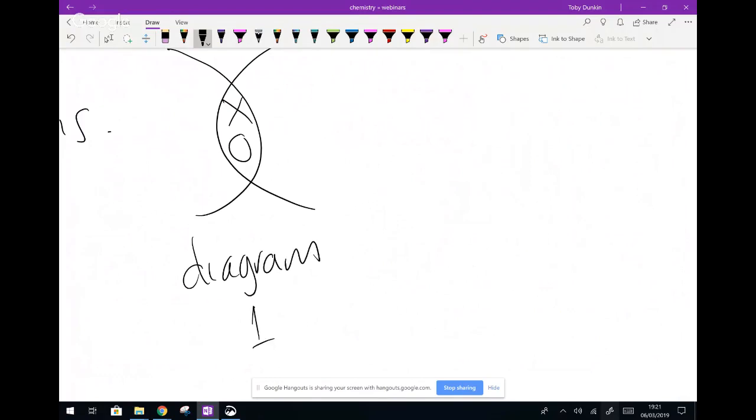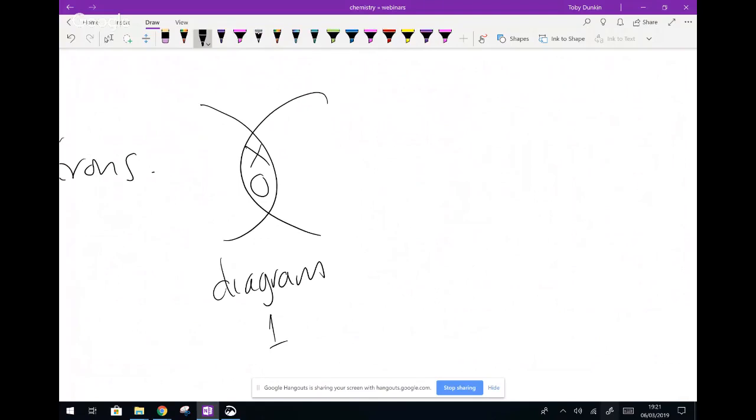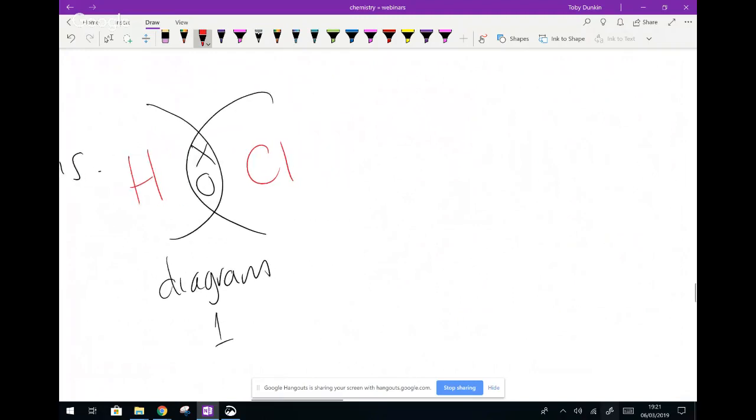The other picture I have, by the way, I'm going to put some element symbols in here. Let's change my color. Let's put in a hydrogen atom and a chlorine atom. And that picture also translates to diagram number 2, which I have stored, which is this. It's a stick.